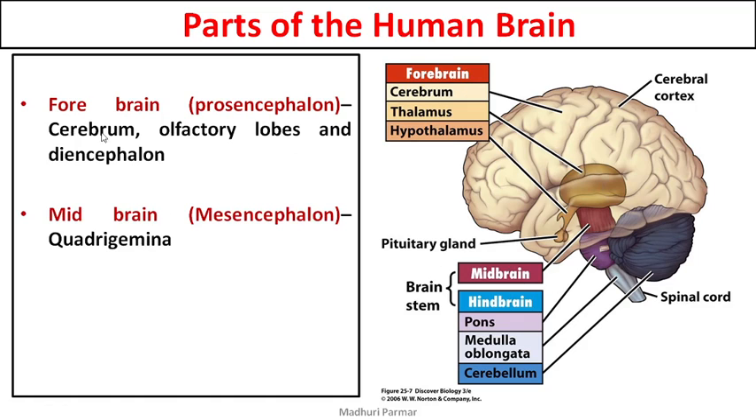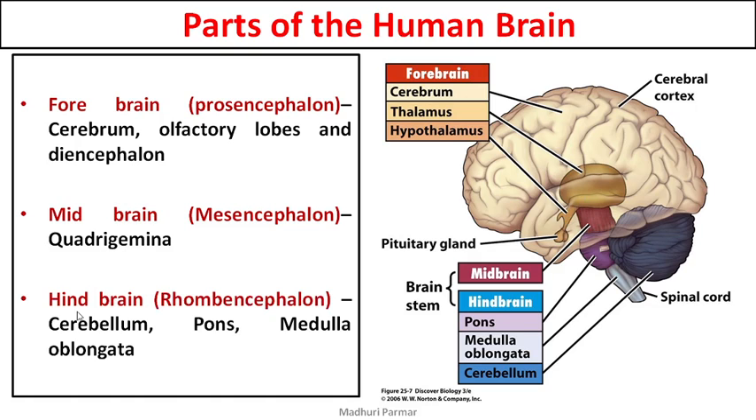Then you have midbrain. Forebrain means aage ka brain, midbrain means beech wala brain. Midbrain is known as mesencephalon. Wherever you hear this term me or mesen, it means middle. So midbrain is made up of quadrigemina or corpora quadrigemina and peduncles, but that we shall discuss later. So this red colored portion that you see is your midbrain.